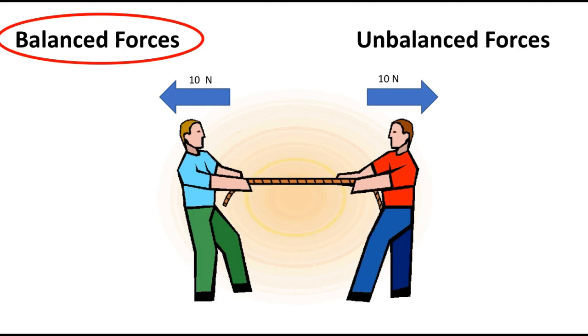If we do the math to calculate the net force acting on this rope, we find that the net force here in this case is 0, so there is no net force acting on this object. These two people are not going anywhere.